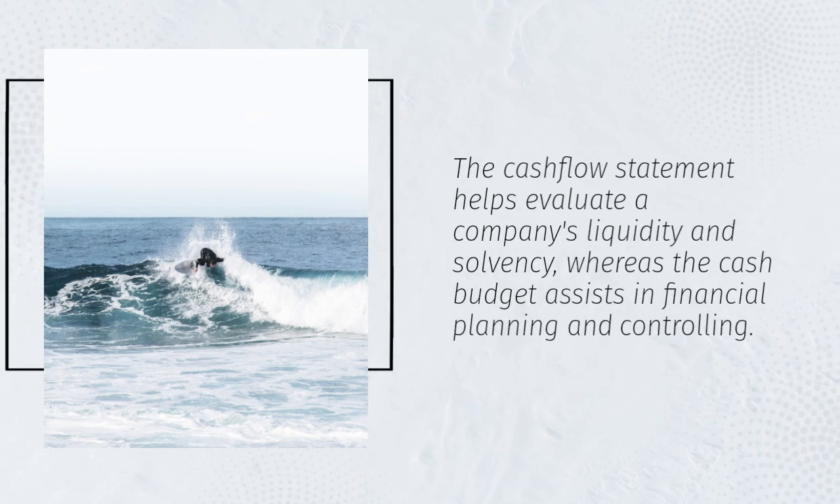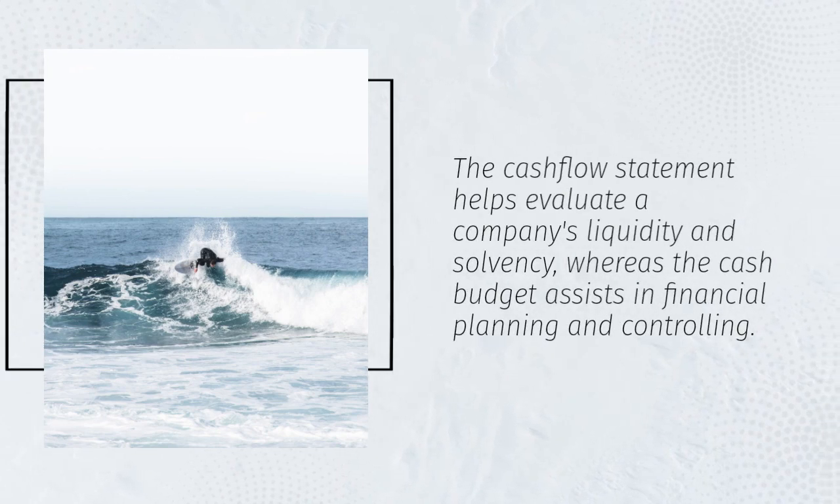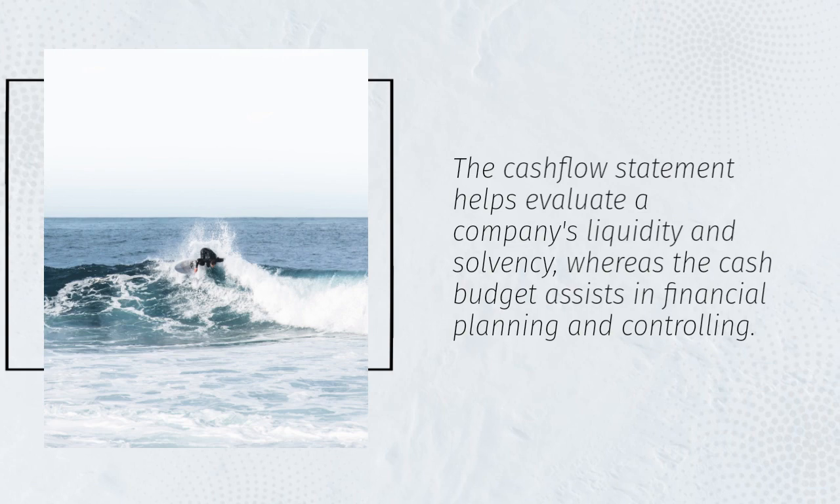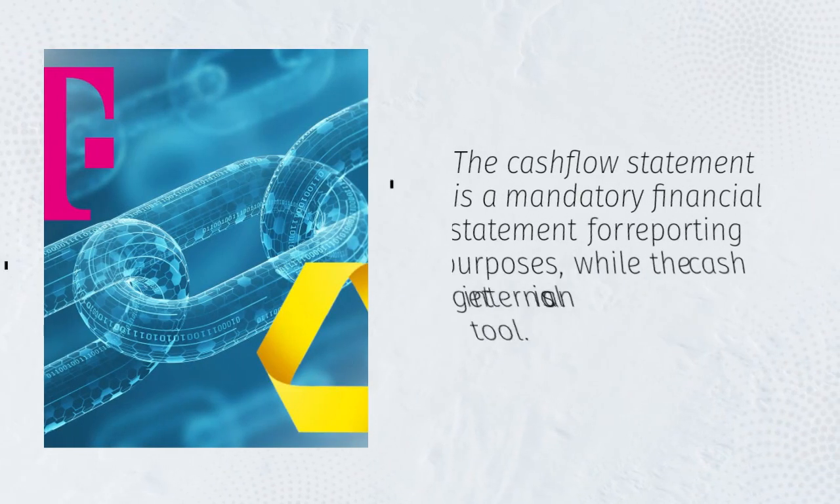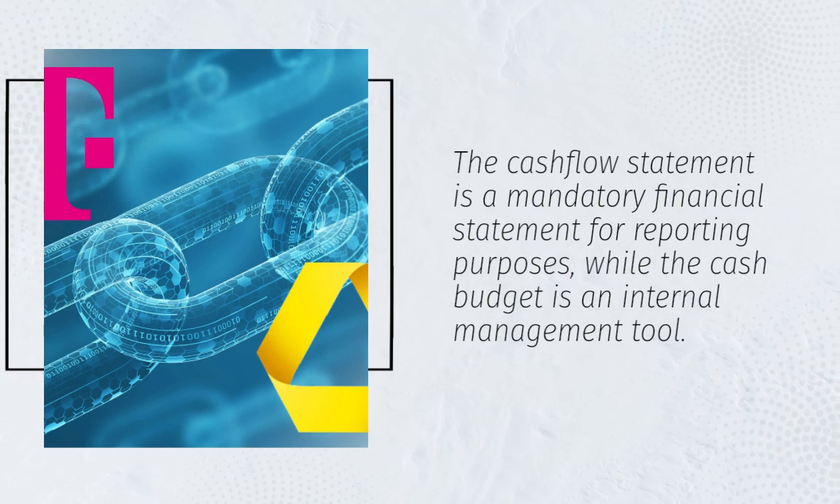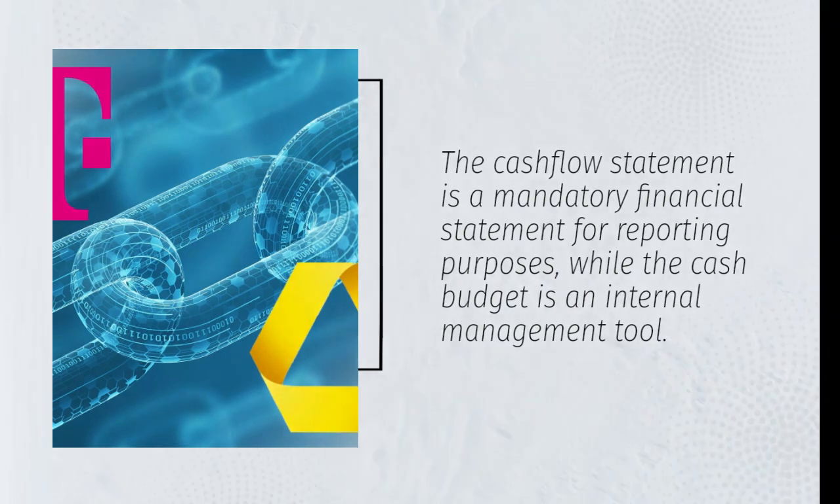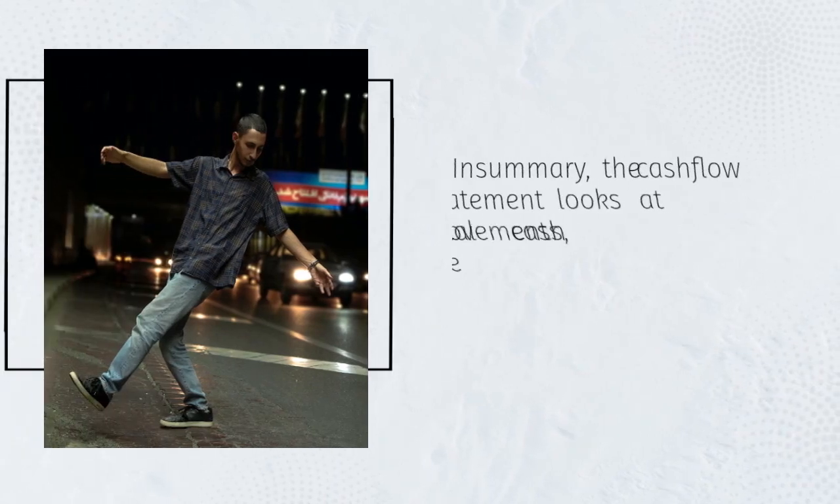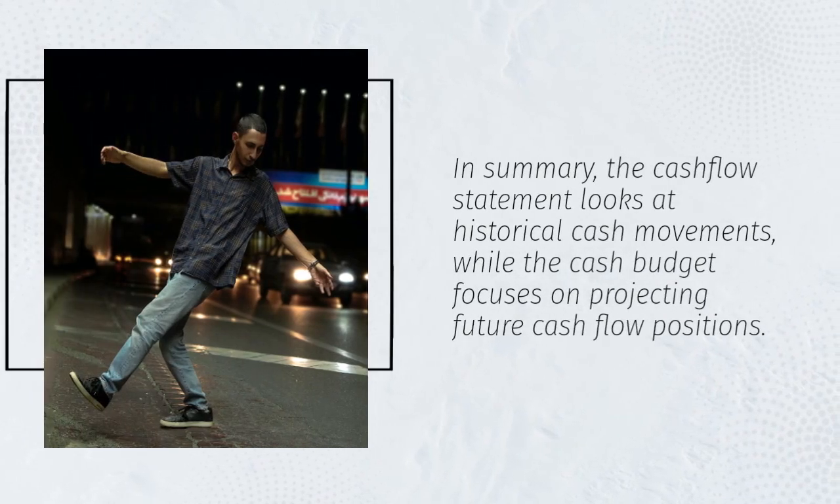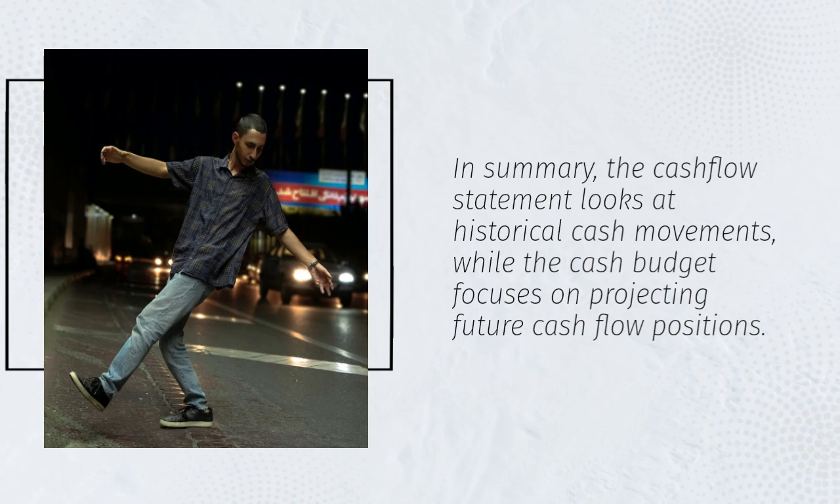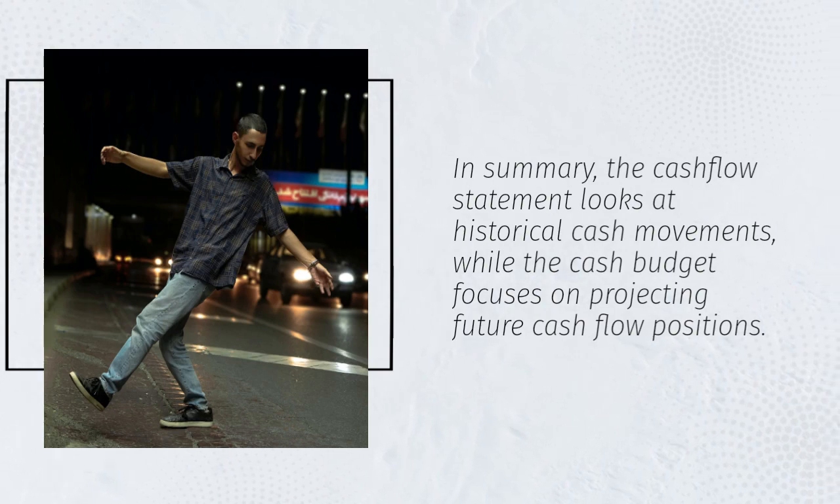The cash flow statement helps evaluate a company's liquidity and solvency, whereas the cash budget assists in financial planning and controlling. The cash flow statement is a mandatory financial statement for reporting purposes, while the cash budget is an internal management tool. In summary, the cash flow statement looks at historical cash movements, while the cash budget focuses on projecting future cash flow positions.